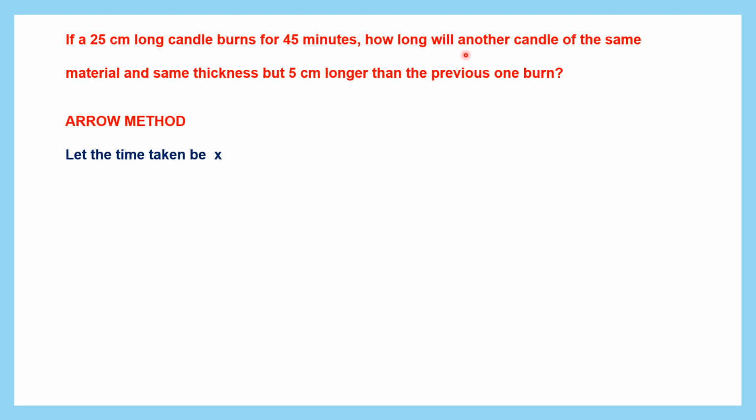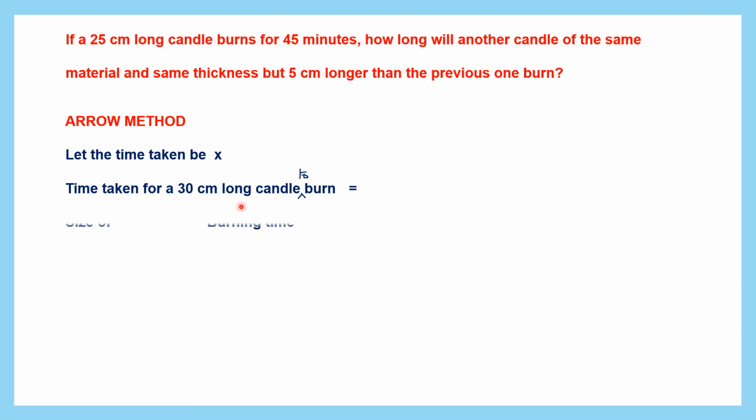So we have to find out how long will another candle, which is 5 centimeter longer, burn. That is the time taken for a 30 centimeter long candle to burn. Now this is what we're going to find out. So we're going to do the arrow method. Like I said, we have important words to look for to make our columns. Time taken is what we have to find out. So this should be the right side column. What is the other key word? Candle. Okay, the size of the candle, 30 centimeter long candle.